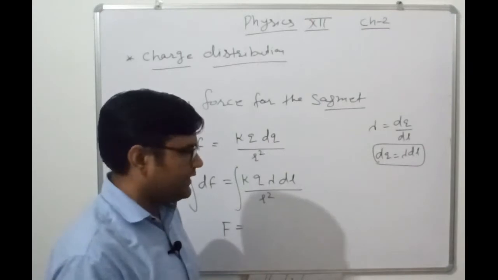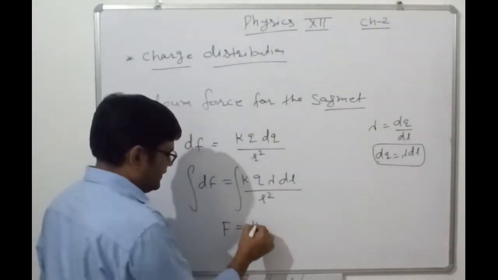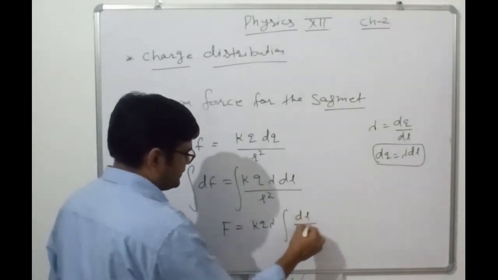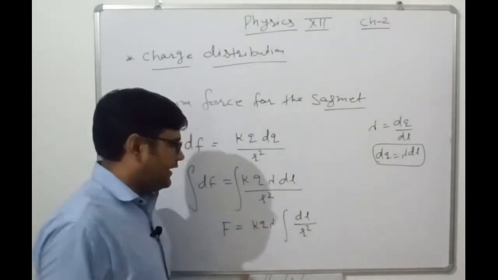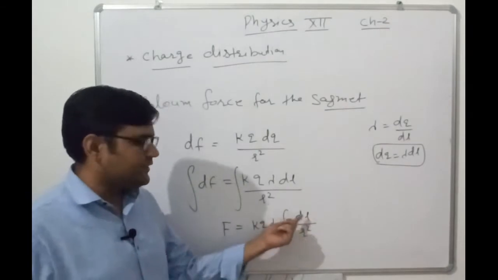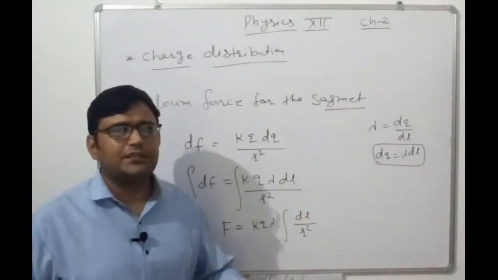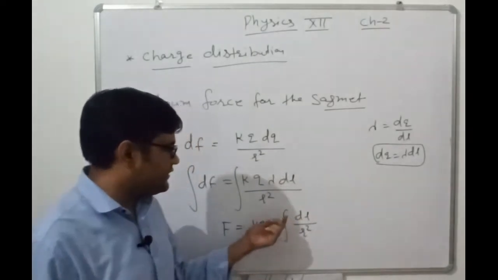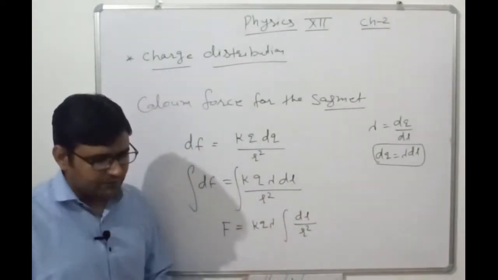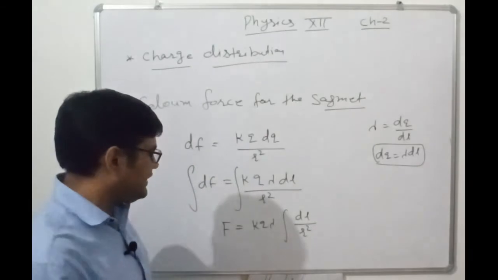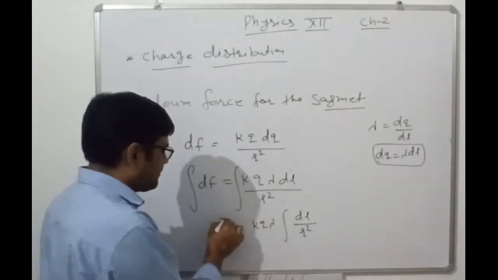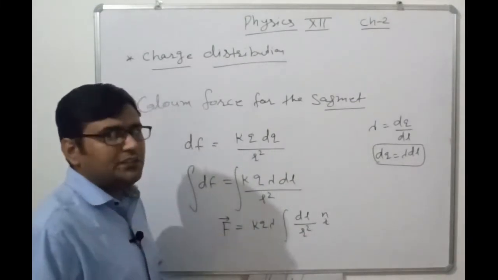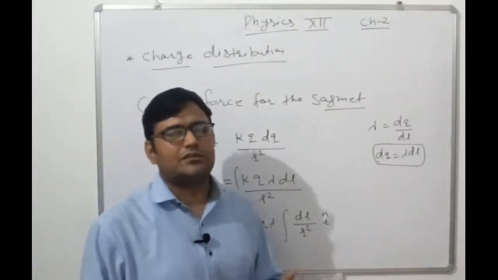It is also in terms of the constant. Here k, q and lambda are constant, and the formulation is dl upon r square. And it is the linear integration dl. It means the basic definition of integration. Here we are considering the integration with respect to the length l. If you write it in vector form, then it is in terms of r cap. Clear?